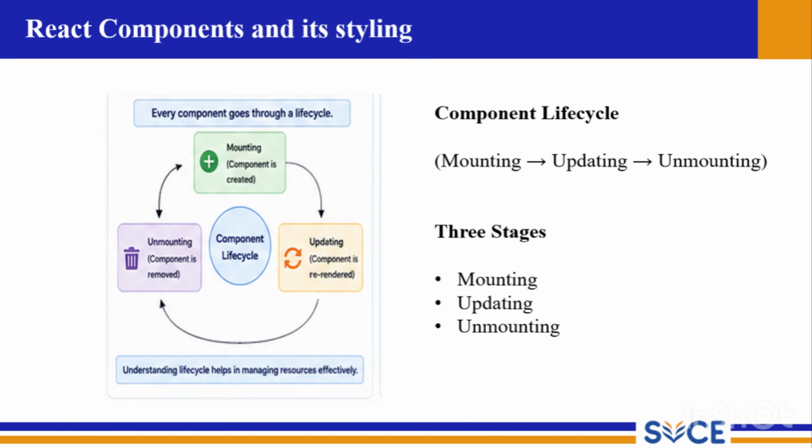Mounting occurs when a component is created for the first time and inserted into the web page. During this stage, React builds the component, processes its JSX, and displays it to the user. The second stage is called updating. After the component has been displayed, its data may change due to user interaction, API responses, or state updates. Whenever this happens, React automatically updates the component by re-rendering it.